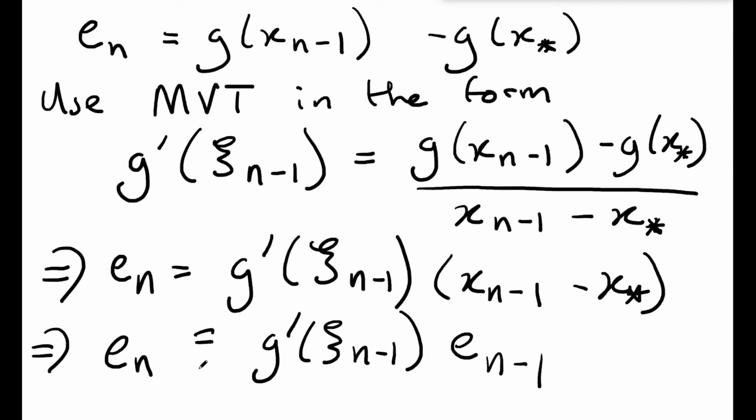So we're coming towards a linear convergence law, just like the bisection. But with the bisection, the coefficient was a constant. It was basically dependent on it halving each time. Now we have a coefficient that's dependent on g prime.